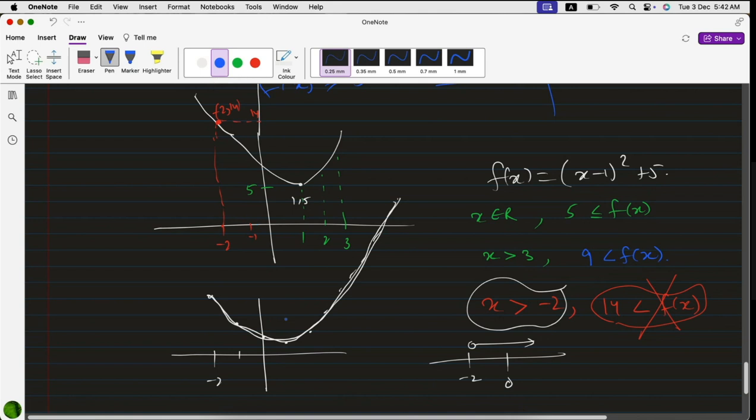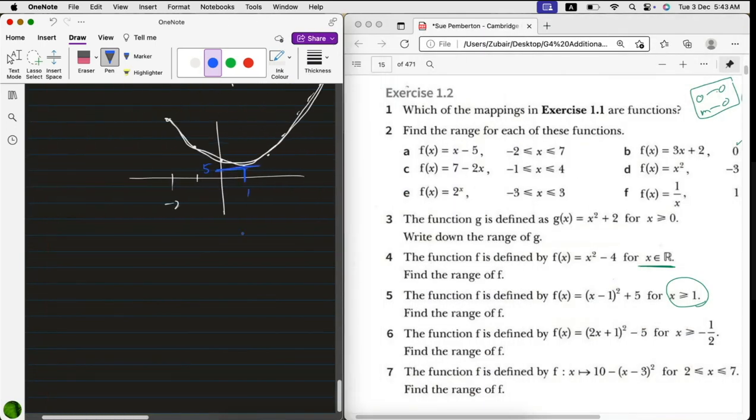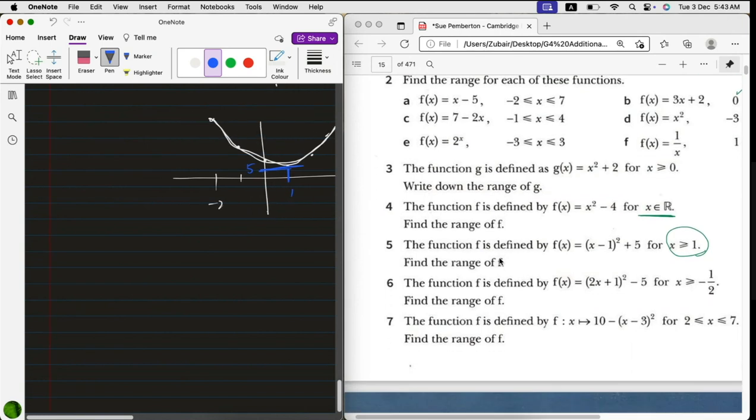But what is the lowest value? This is the lowest value, which occurs at 1, and the lowest value is 5. Within the given domain, the lowest value is 5. So if it's below the turning point, then it would be still the same thing, but if it's above, then it would be different, basically. Yes. So for a quadratic, we always check if the turning point is within the domain or outside of it.